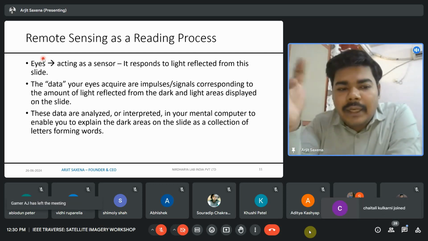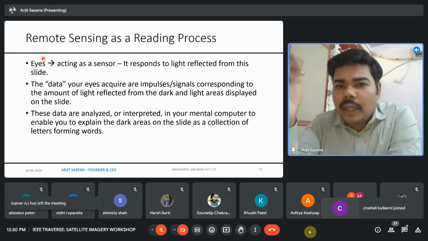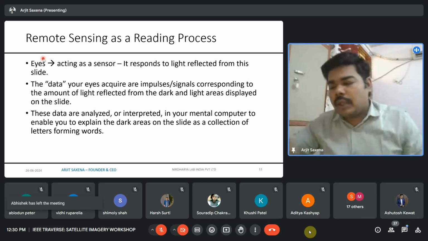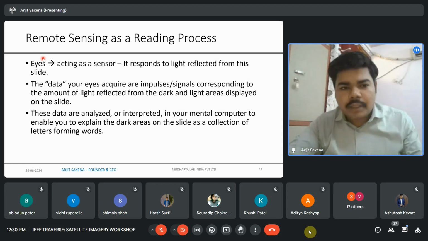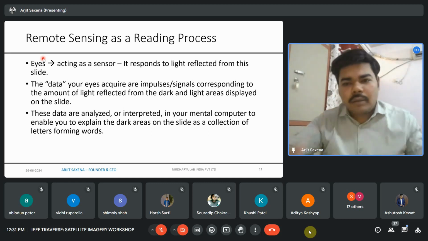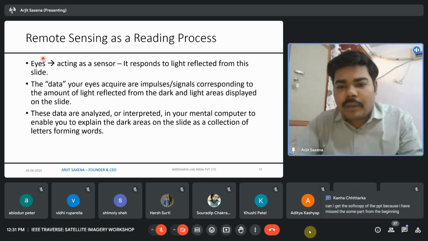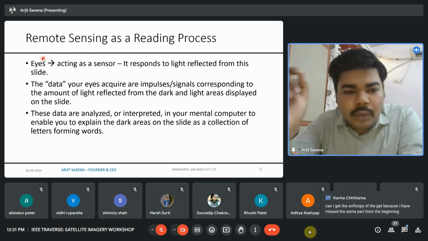The data which your eyes are acquiring is in the form of light, like I told you. Into this we have two models. This is just a basic session, an introductory or exploratory session in which you are going to get an idea. You cannot acquire everything regarding remote sensing. This I am making very clear.